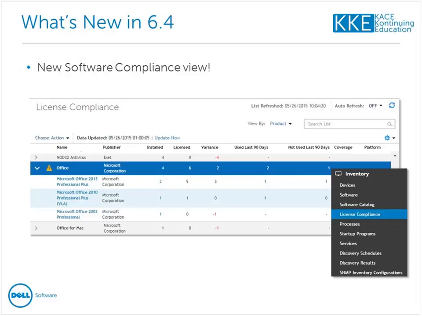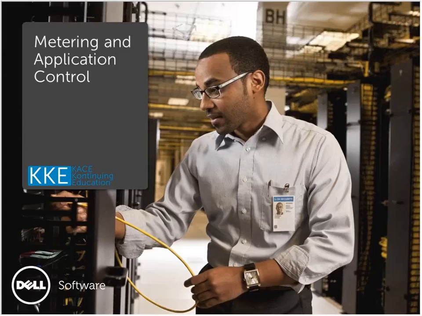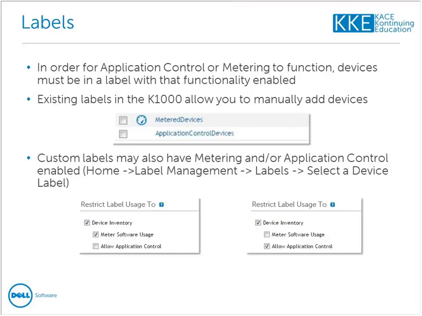And one of the things that will help with that is metering and application control. This is a process that does require an agent, and there are a couple of steps, not very hard, to get started with metering and application control. Again, this feature comes right in your K1000. Now, in order to get metering and/or application control to function, devices must be in a label that has those features enabled, okay?